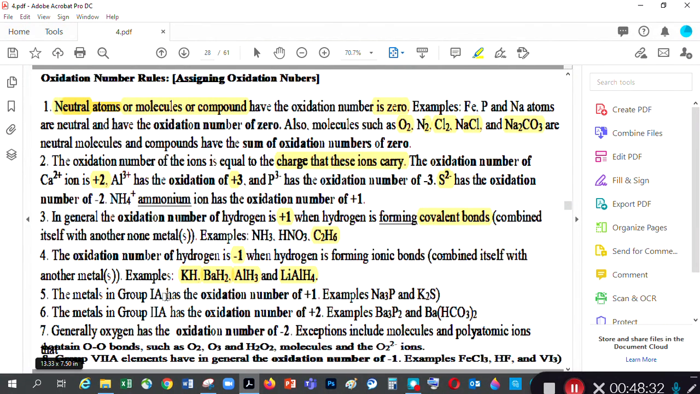The metals of group 1A will always have +1, correct? The metals in group 2A will have +2, correct? Generally, oxygen is -2, unless it is in some specific compound. The oxygen in hydrogen peroxide is -1, correct? It depends on the compound, but in general, I would say in 99% of cases, oxygen is -2. Group 7, the halogens, have oxidation number -1, correct?